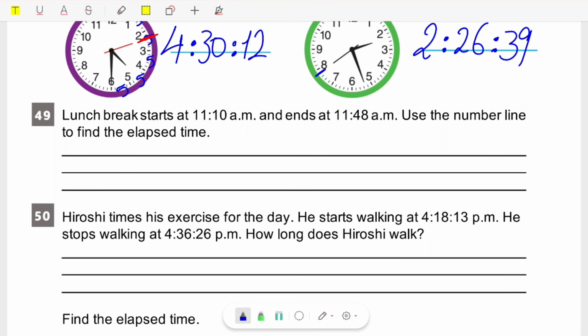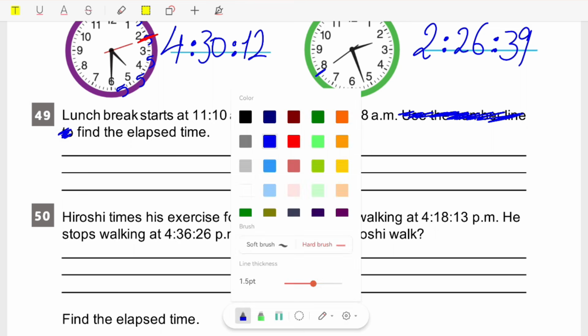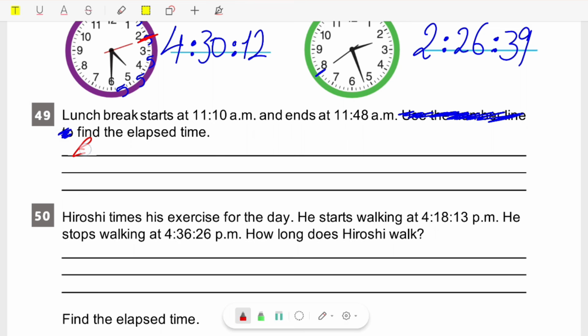Lunch break starts at 11:10 a.m. and ends at 11:48 a.m. Use the number line to find the elapsed time. So forget about the number line for now, just find the elapsed time. We said before that the elapsed time equals end minus start.